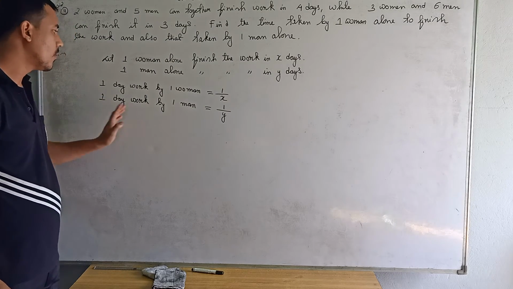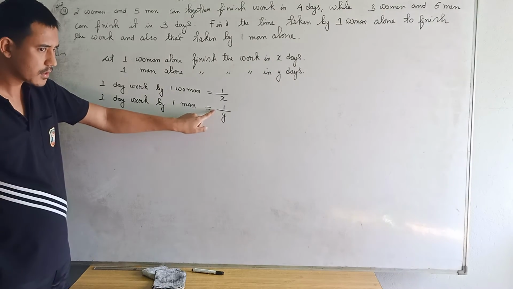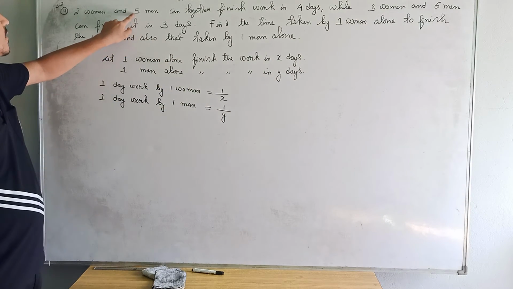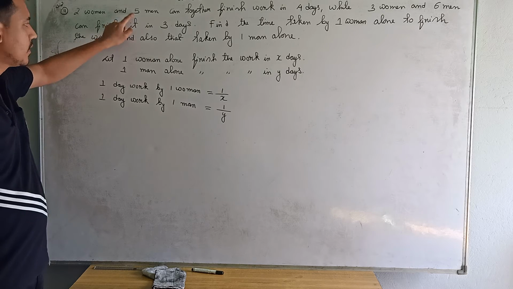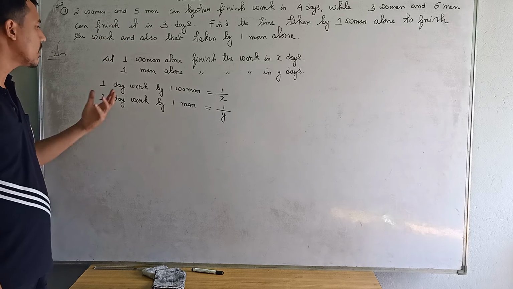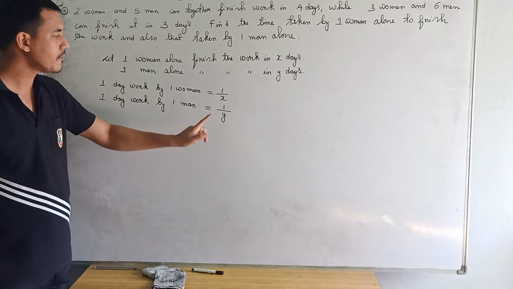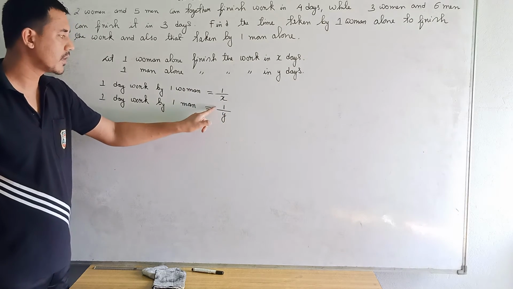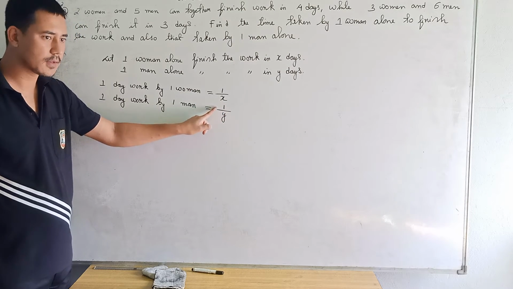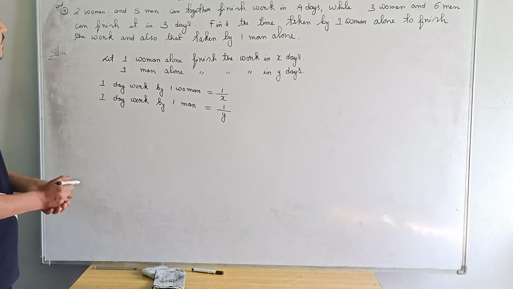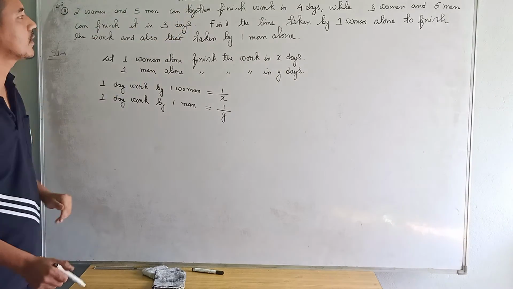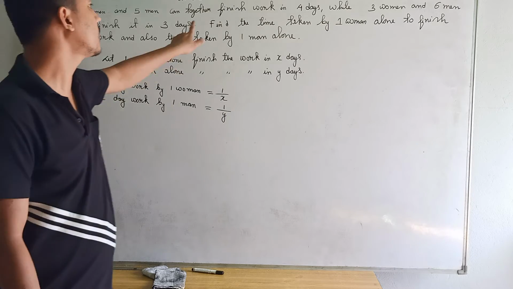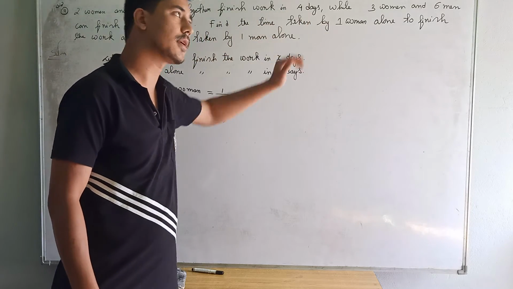In 1 day, 1 man can finish only this much work. So if 5 men work together, how much work can they finish in 1 day? 5 times the work done by 1 man in 1 day. And they are working together, and when they work together, they can finish it in 4 days.